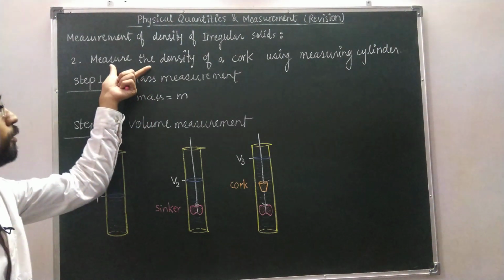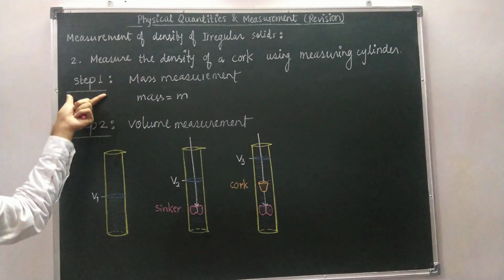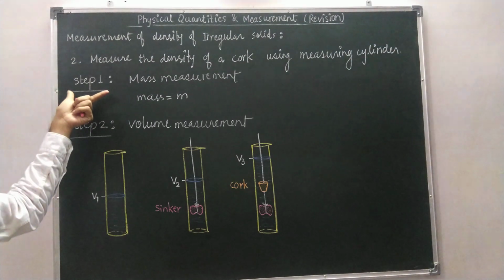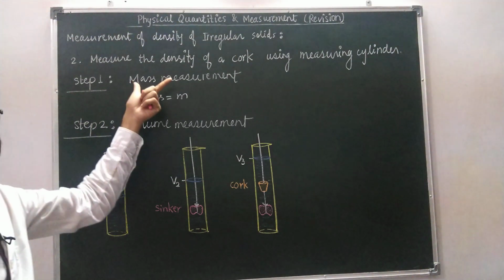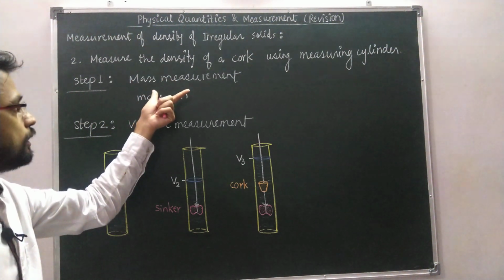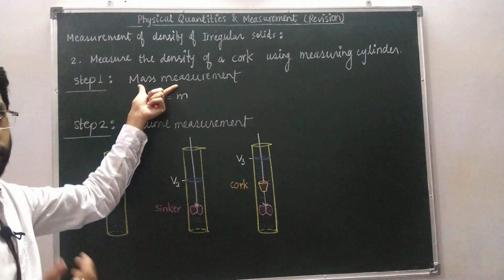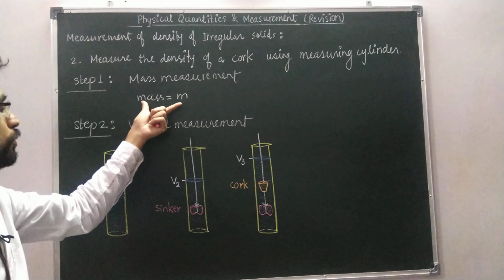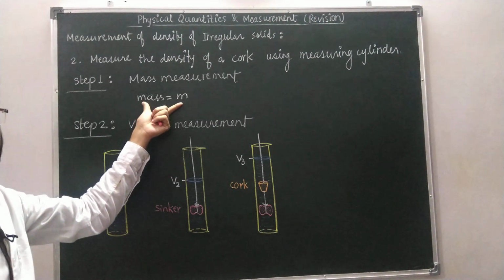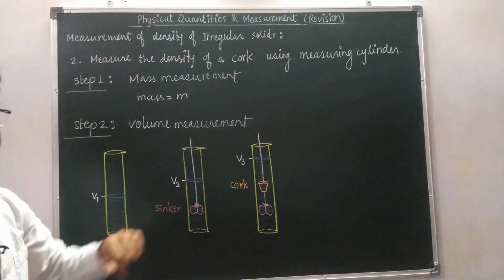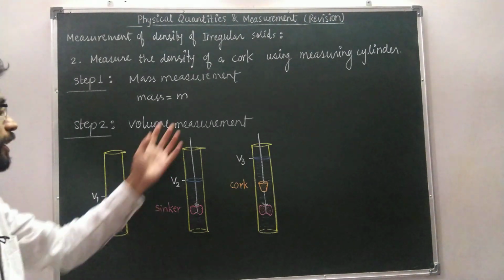So this measurement also involves two steps. In step number 1 we measure the mass of the cork, and this measurement is the same as we have discussed earlier. Using the beam balance we measure the mass of the cork, and say it is m.